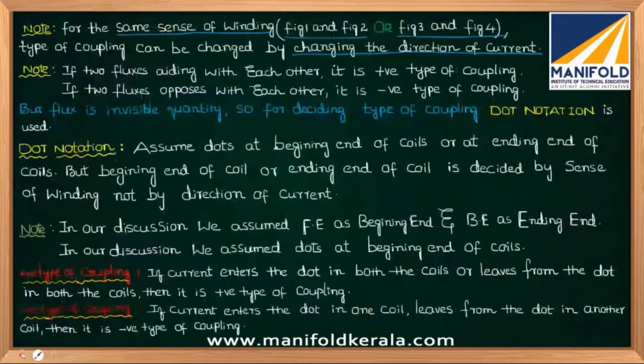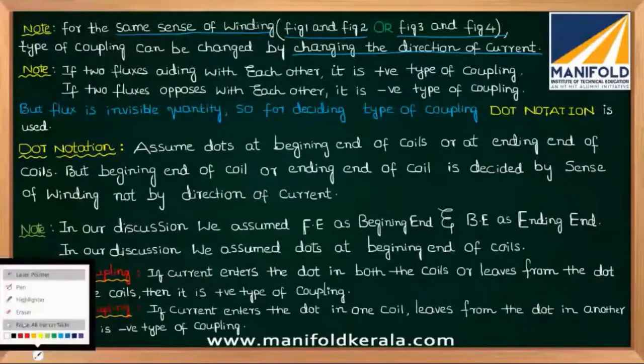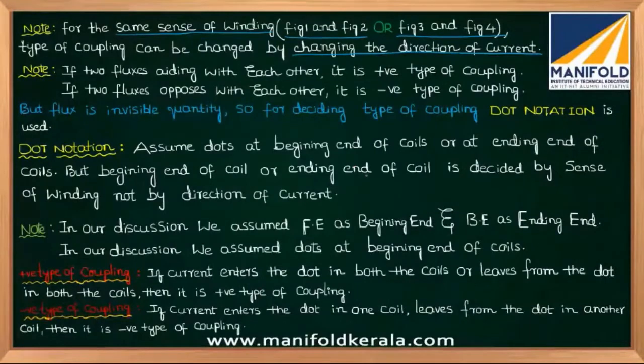Please let me show you so that you'll have some clarity. See, now please try to study this point. Assume dots at the beginning end of coils or at the ending end of coils. It's our wish. But whether an end of a coil is the beginning end or the ending end is decided by what? Sense of winding, not by direction of current. This point is very important. Let me underline this point with a different color.